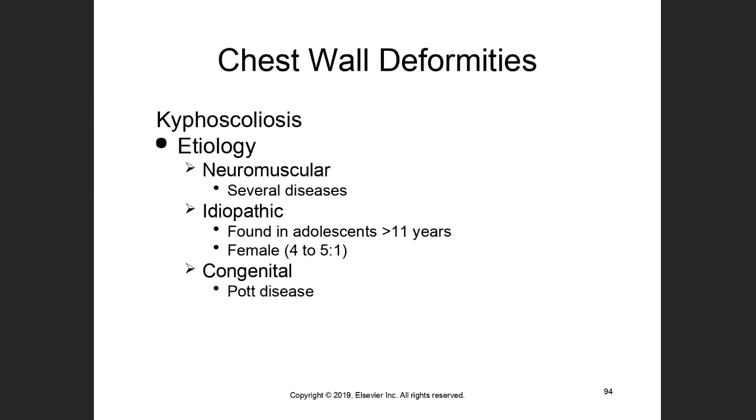Kyphoscoliosis is a problem in the vertebral column, a deviation of the vertebral column. Congenital Pott disease: Pott disease is an infectious disease. Pott disease is a problem in the spinal cord due to TB.